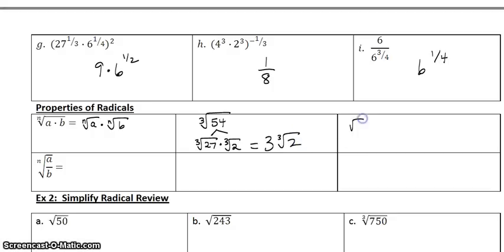Another example, I can also start separate. So let's say I had the square root of 2 times the square root of 4. You can multiply those together, so that would be the square root of 8.